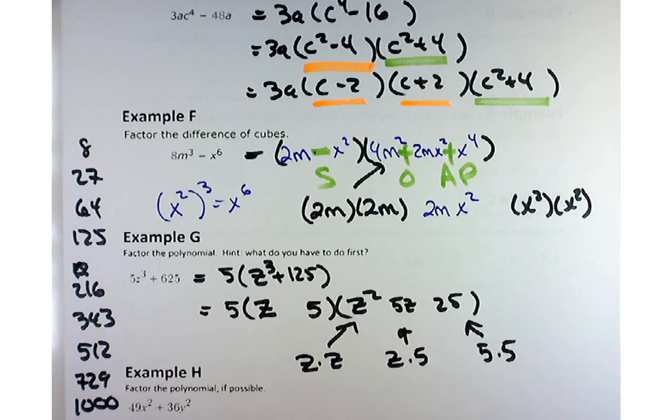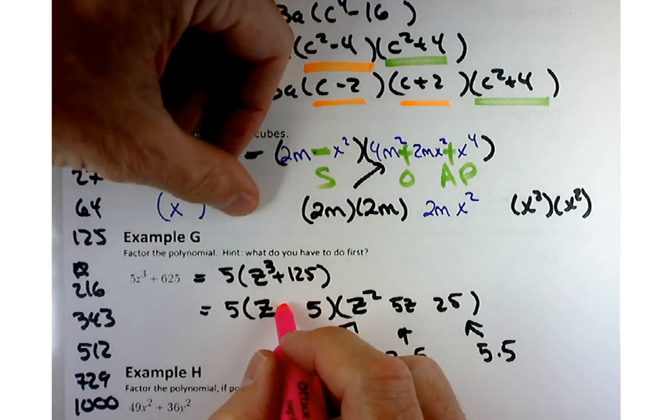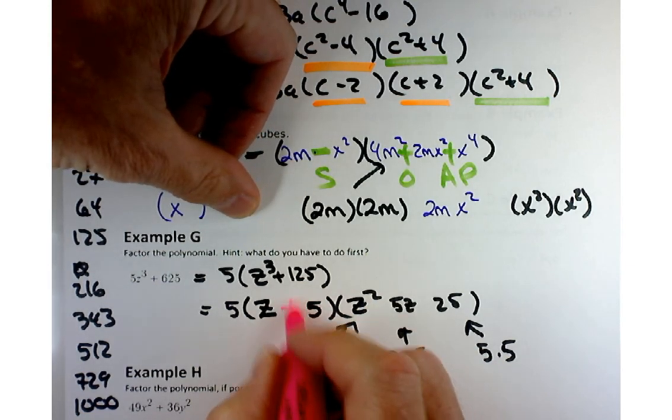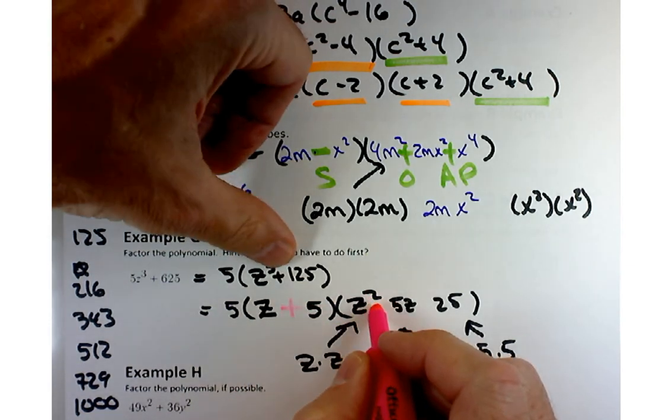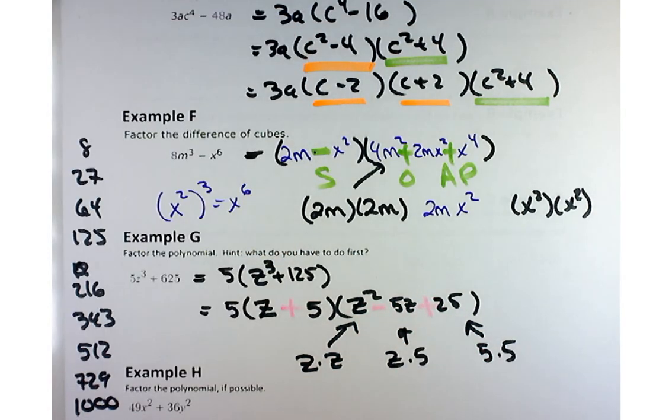There's just one last thing left to do, and that's put in the signs. These two signs are the same. These two are opposite, and the last one is always positive. So plus, minus, plus, and there you have it. Nice.